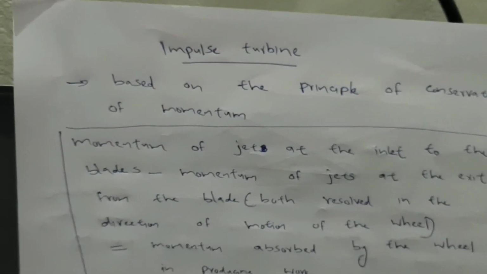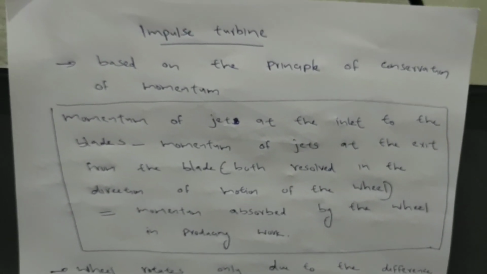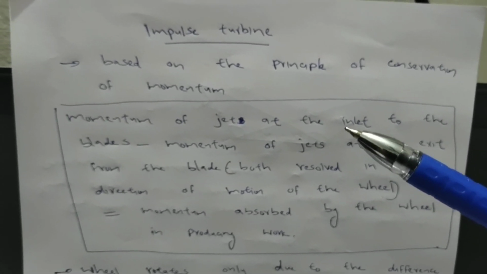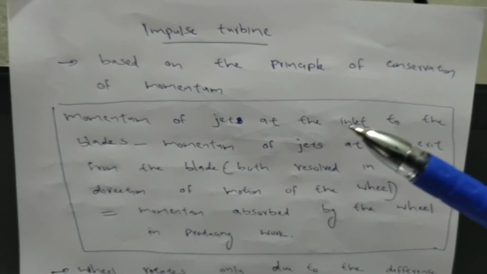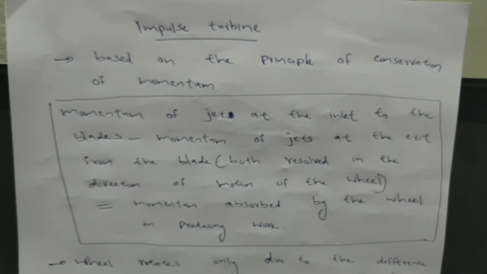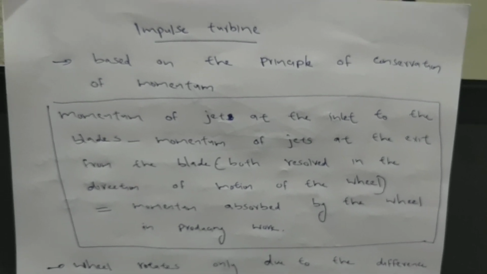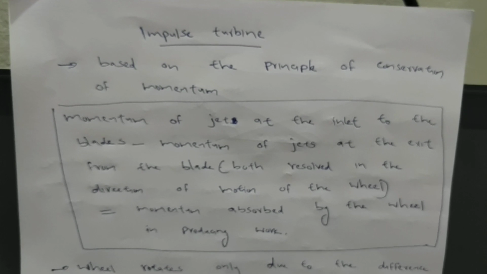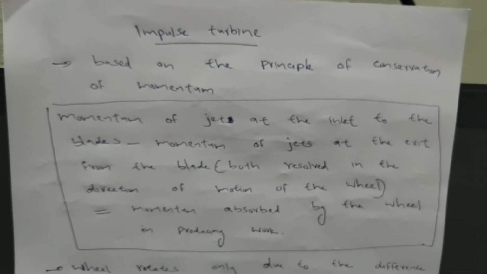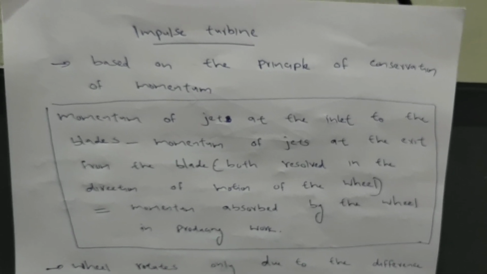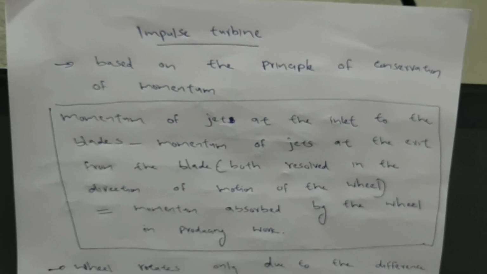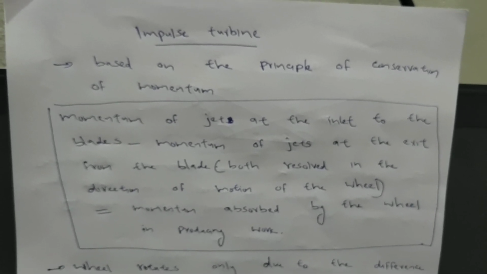So as I said, once again, an impulse turbine is something that works on the principle of conservation of momentum. And again you need to remember what exactly is the conservation of momentum. The momentum of the jet at the inlet to the blades minus the momentum of the jet at the exit from the blade, both result in the direction of the rotation of the wheel.